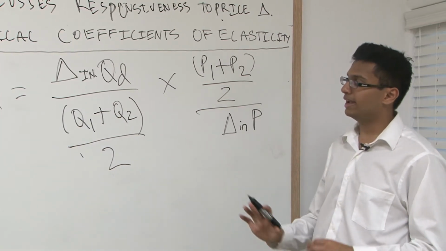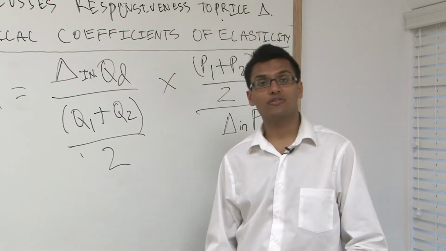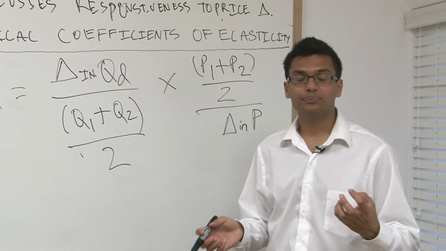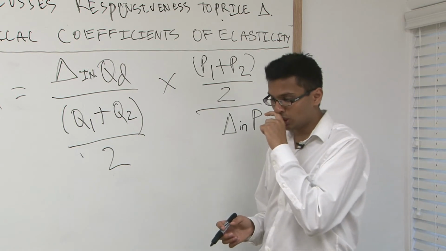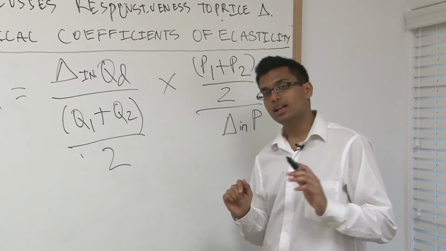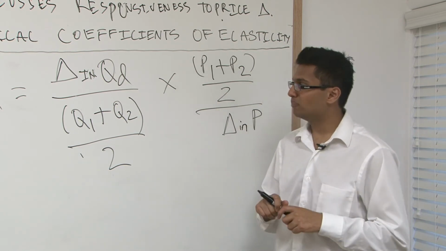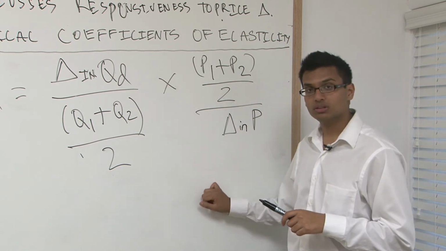Okay? And I'm going to let that soak in for you guys. But that's the way you calculate the numerical coefficient of elasticity of demand, right? So in the next example after this, I'll probably give you a chart so you guys can calculate the elasticity of demand and the elasticity of supply. But this is the basic equation, okay?